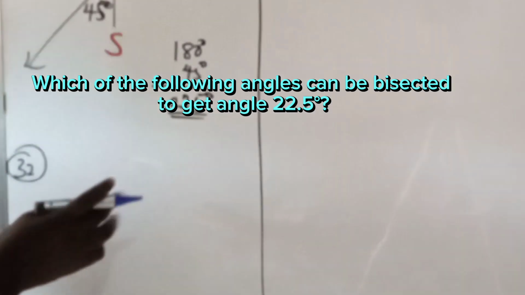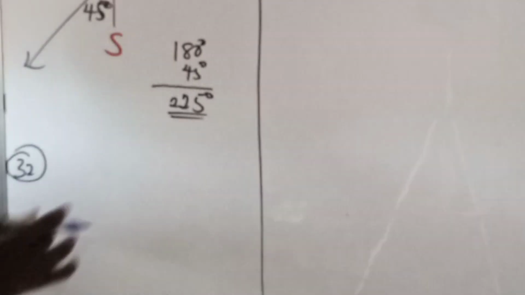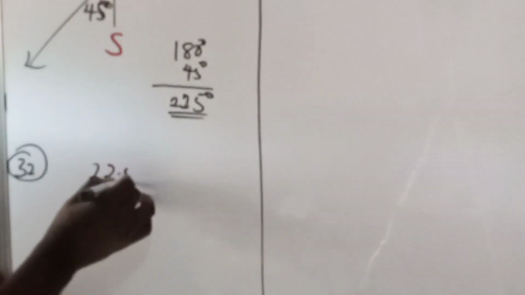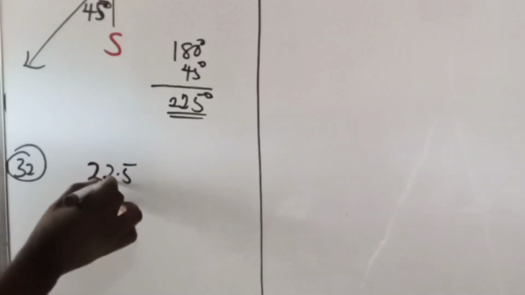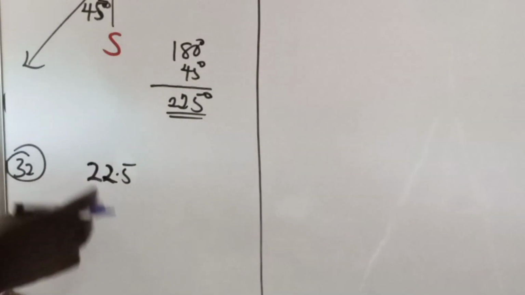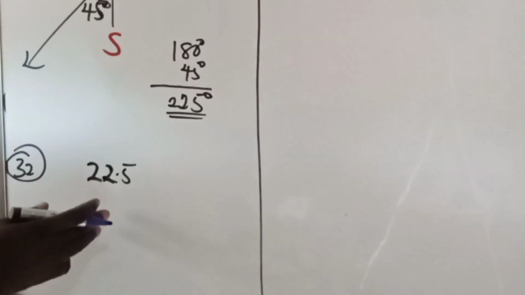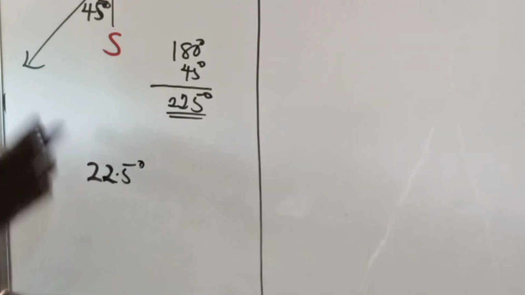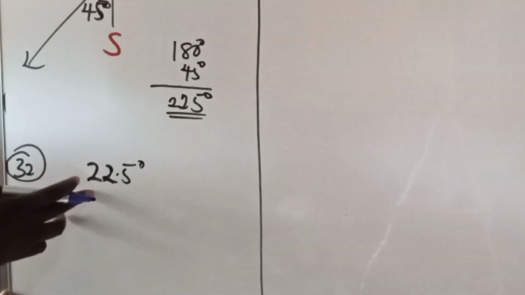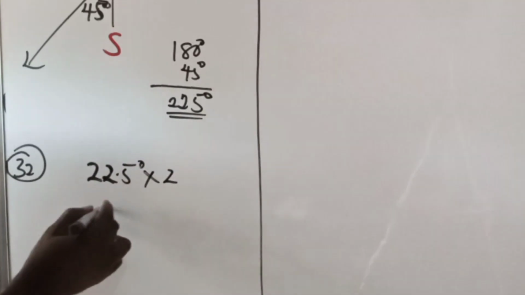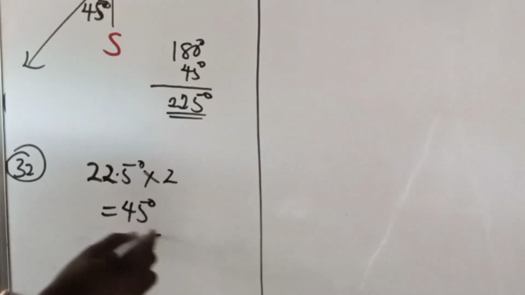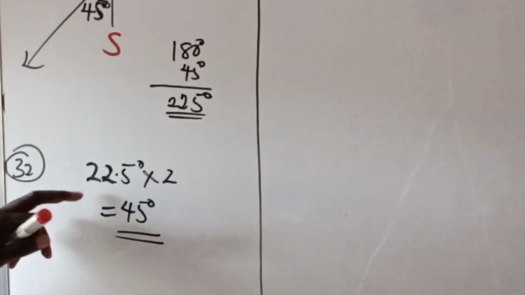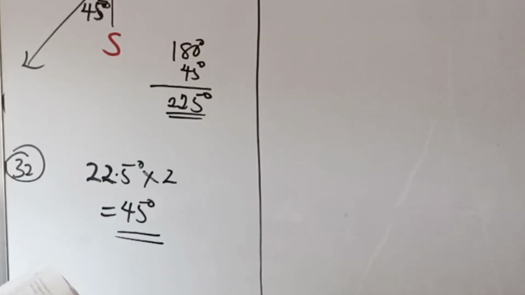For number 32, which of the following angles can be bisected to get angle 22.5 degree? Bisected here means that we can divide into two equal parts. So 22.5 degree is a bisection of a particular angle. That is, you divided an angle into two equal parts to get 22.5 degrees. So for us to get the angle we divided, we just need to multiply by 2. That gives 45 degrees. So 45 degree is bisected to get 22.5 degrees.